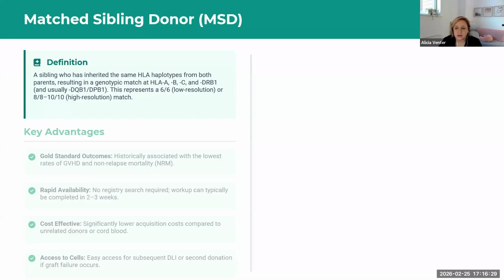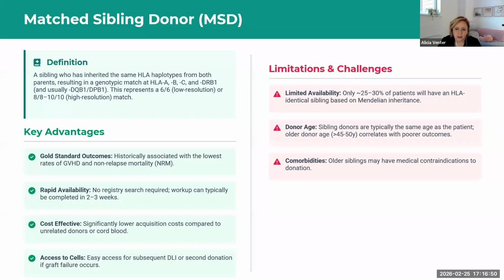The key advantage of using a matched sibling donor is that it is still the gold standard for outcomes. They're often rapidly available. It is the most cost effective, and you always have access to the cells. Well, always is a strong word, but you will have access to the cells should you need a top up. Unfortunately, even with the gold standard donor, there are some limitations.